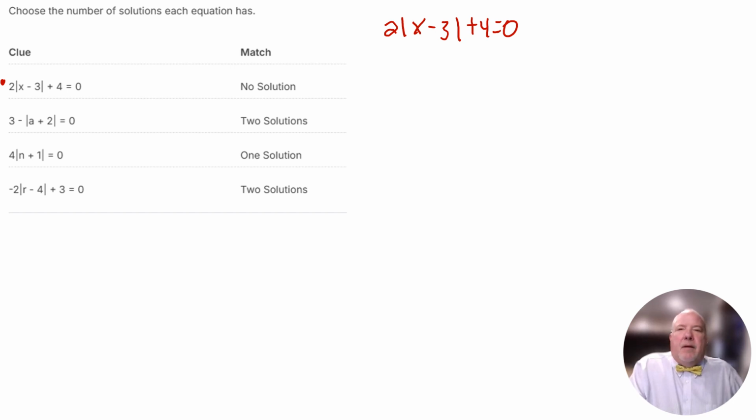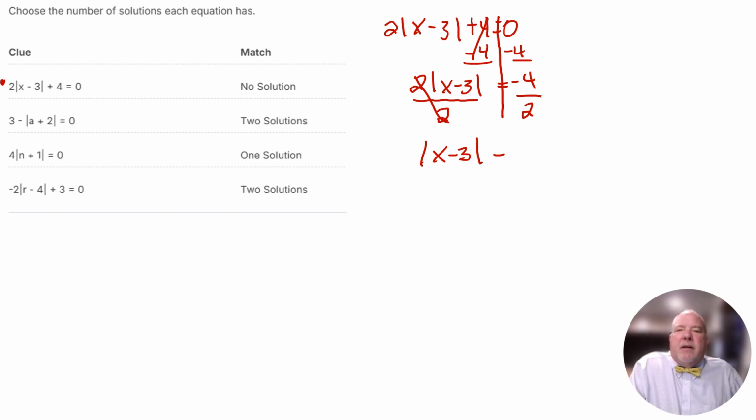I'll put a line down here because a lot of teachers do that to remind you to do the same operations on both sides of the line. So I have minus 4, minus 4. That cancels out, and that leaves me with 2 times the absolute value of x minus 3 equals negative 4. Then we divide both sides of the equation by 2. That cancels out, now I've isolated the absolute value of x minus 3, and I have negative 4 divided by 2, which is negative 2.